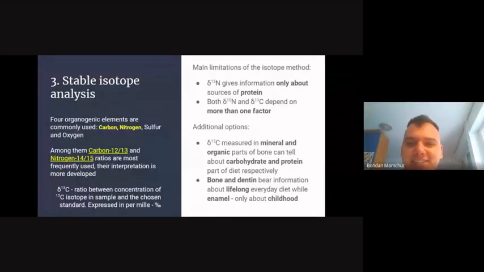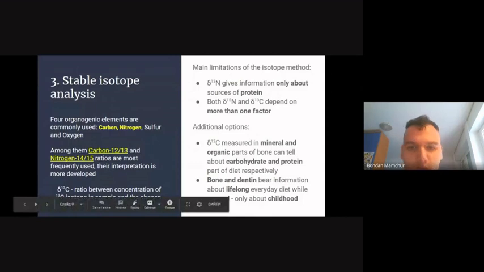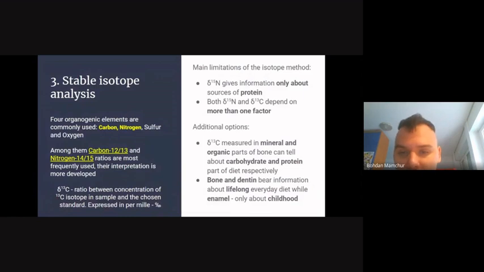Thank you. Yes, sorry. So, stable isotope analysis studies the isotope composition of organic remains. It is always applied to organogenic chemical elements: carbon, nitrogen, oxygen, and sulfur. It is important because these elements take active part in the body's metabolism, so their distribution depends on nutrition. However, here we will speak only about stable isotopes of carbon and nitrogen because they are the easiest to use.